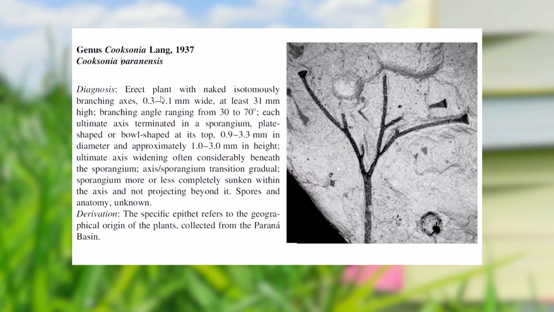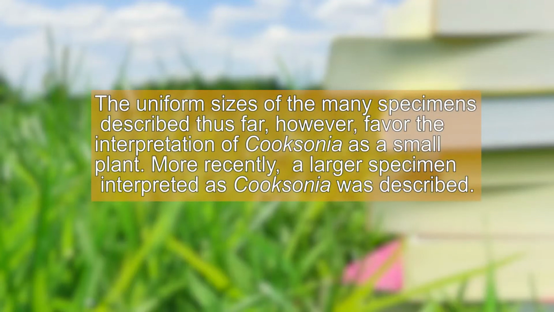It is an erect plant with naked isotomously branching axis. It is 0.3 to 1.1 millimeter wide. So it is quite a minute plant. The uniform size of many specimens described so far favors that Cooksonia is a small plant. But more recently, larger specimens have been described. So this concept is now no longer valid.